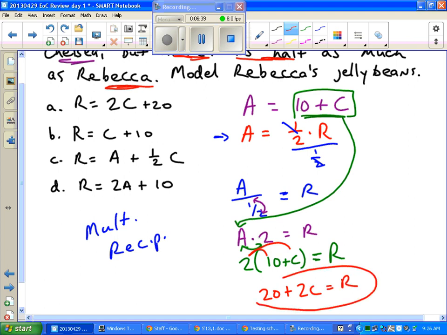So if we look at this, the one that looks the closest to that needs a little reordering. Remember, you can reorder addition: 2c plus 20 instead of 20 plus 2c. Notice A says R equals 2c plus 20. And again, all we did was substitution. We refer to it a lot in this class as plugging things in. We've plugged plenty in since the first day in here.